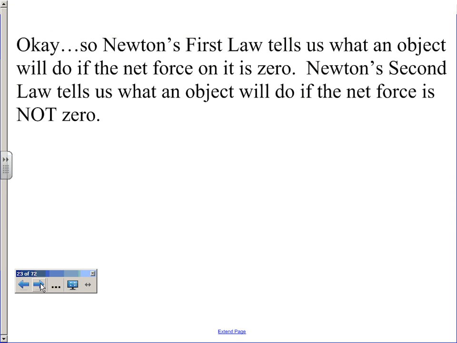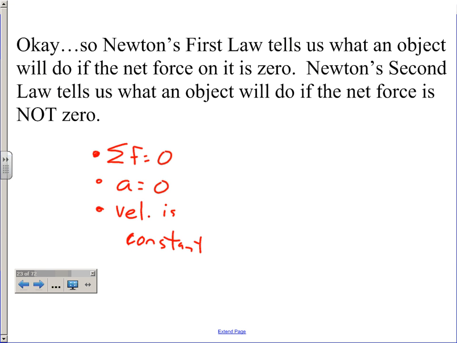So here we go. Newton's first law tells us what an object will do if the net force on an object is zero. Specifically, we know from Newton's first law that if your net force is zero, then your acceleration will be zero and your velocity, whatever it is, is going to be constant. All right? So if one of those is true, they're all true. From that, we were able to figure out that if your net force is not zero, then your acceleration won't be zero and the velocity will change.